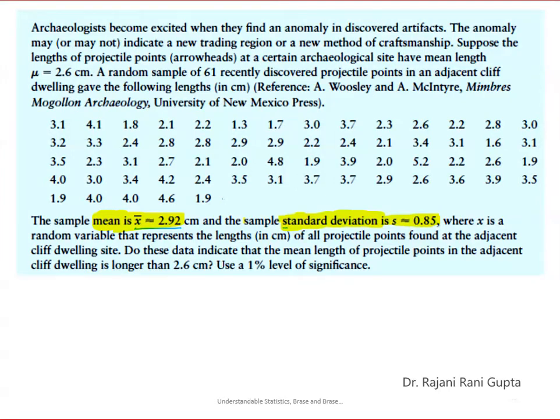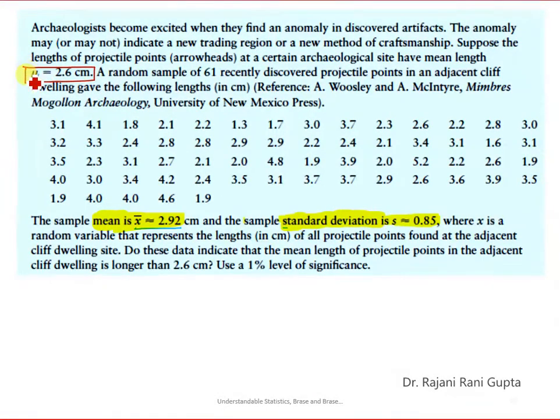Okay. So archaeologists become excited when they find an anomaly in discovered artifacts. The anomaly may or may not indicate a new trading region or a new method of craftsmanship. Suppose the length of projectile points, also known as arrowheads, at a certain archaeological site have mean length of mu is equal to 2.6 centimeter.